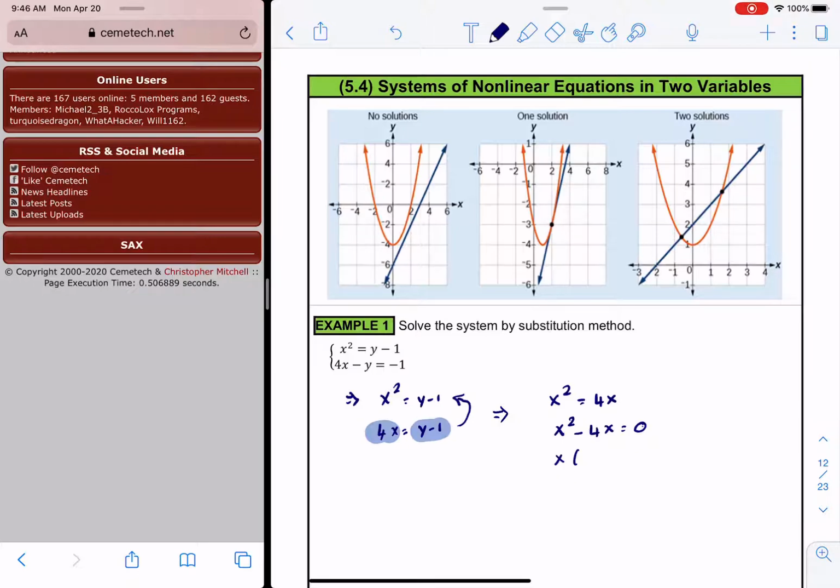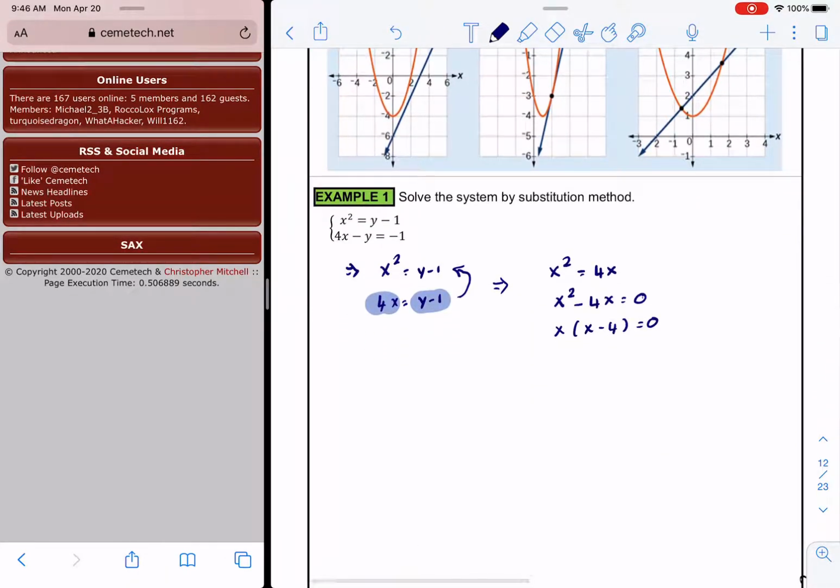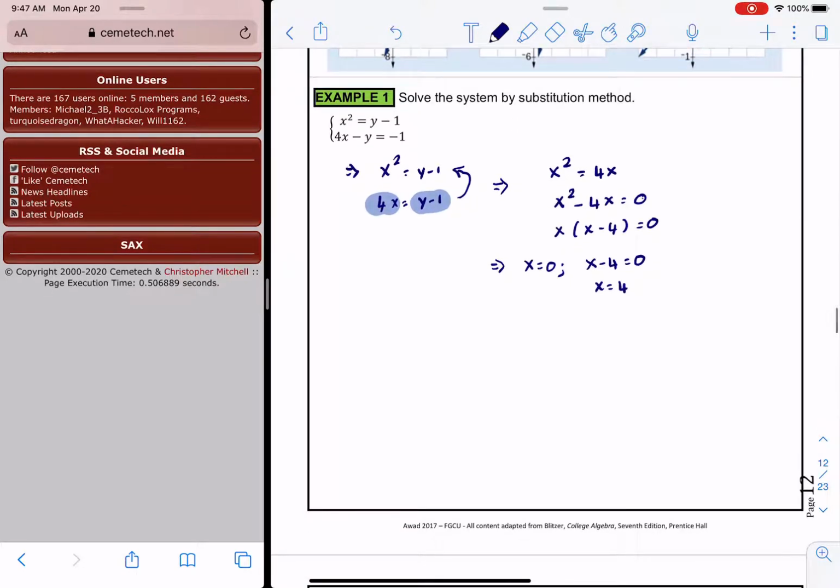So if I pull x out, I'll have x times x minus 4 equals 0, which would imply x equals 0 is one solution, and x minus 4 equals 0. That would be the second solution, so x would equal 4. So we have two solutions for x, therefore we are going to have two solutions for y. It doesn't matter which equation you use to plug it back in, the answer would be the same.